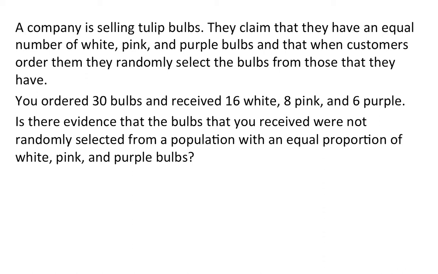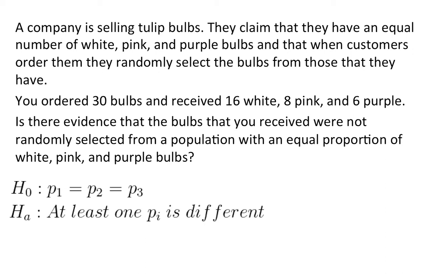In this example, we're going to be conducting a chi-square goodness of fit test because we have 3 different groups, white, pink, and purple, and we want to know if there's evidence that the proportion of each are not equal in the population. So our null hypothesis is that the proportion of white equals the proportion of pink equals the proportion of purple. The alternative hypothesis then is that at least one population proportion is different.